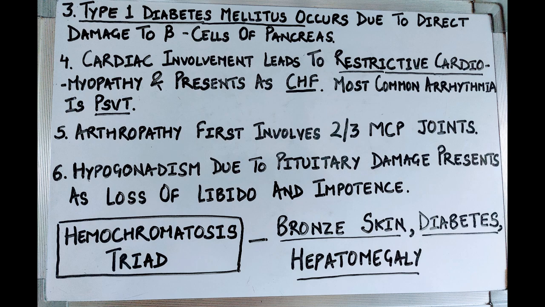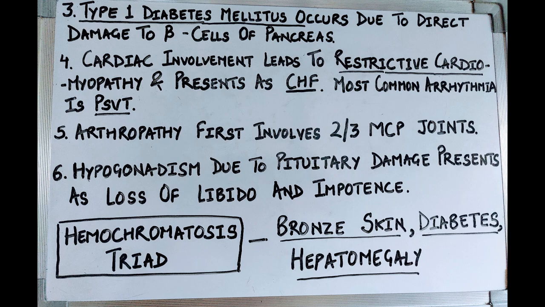The third clinical feature that can occur in hemochromatosis is type 1 diabetes mellitus. It occurs due to direct damage to the beta cells of the pancreas. The fourth clinical feature is cardiac involvement, which leads to restrictive cardiomyopathy, and it presents as congestive heart failure. The most common arrhythmia that occurs in hemochromatosis is paroxysmal supraventricular tachycardia.